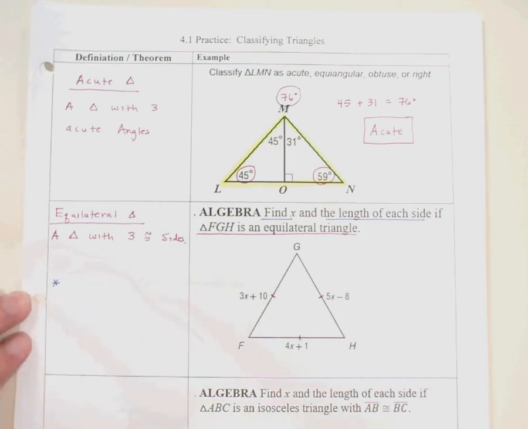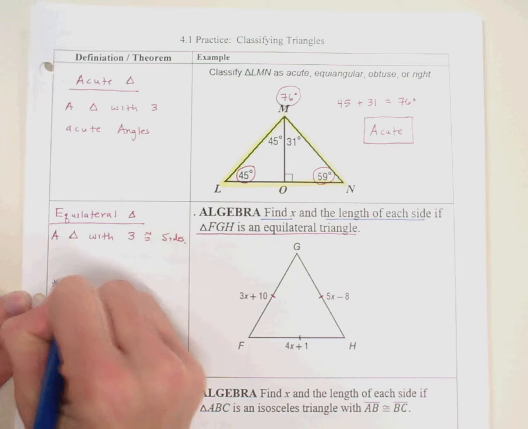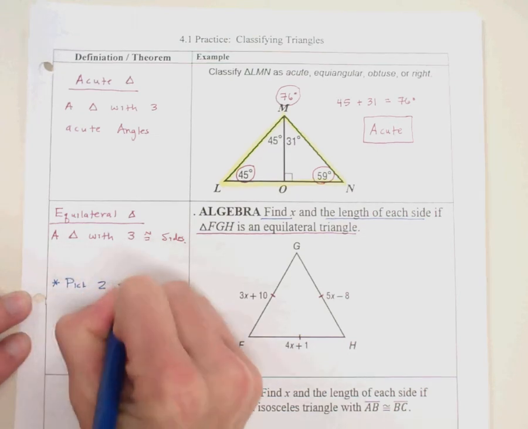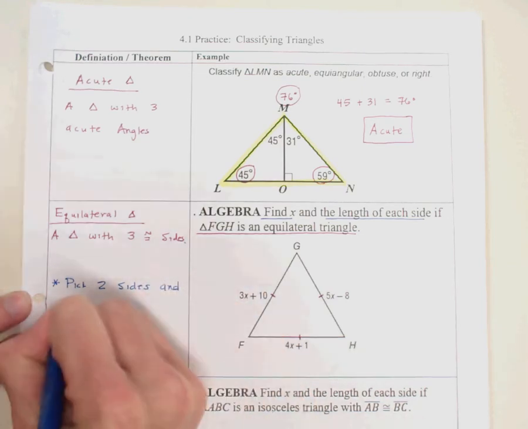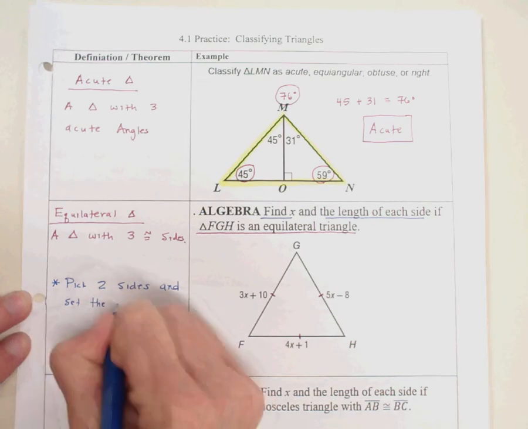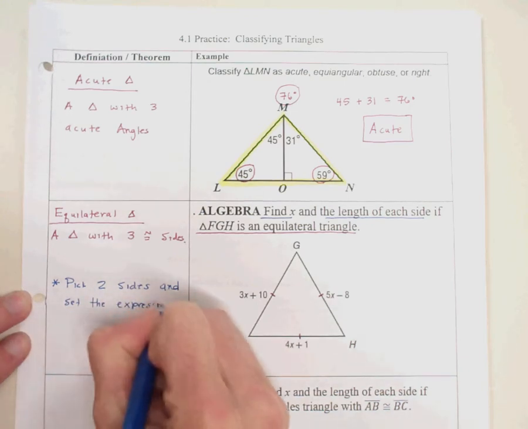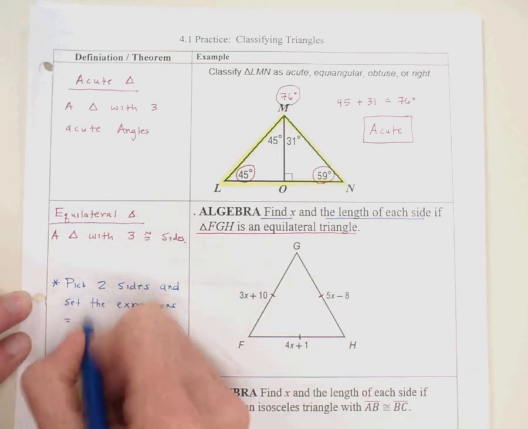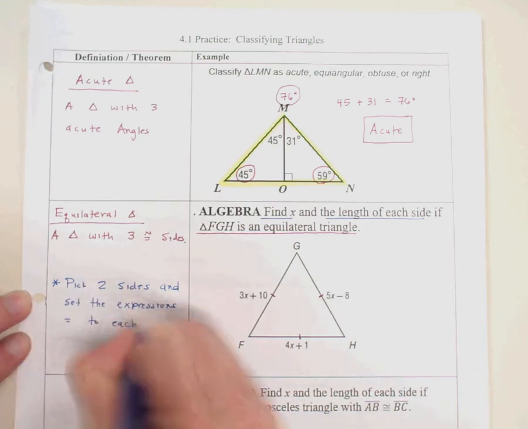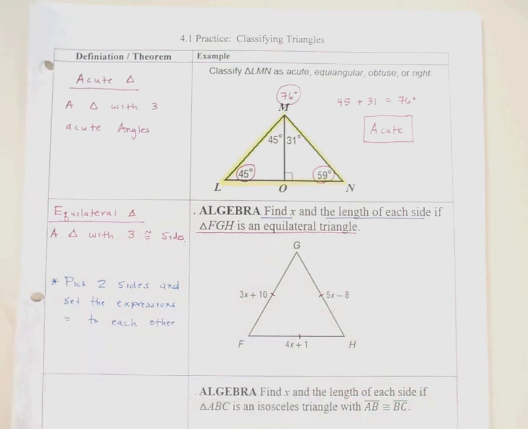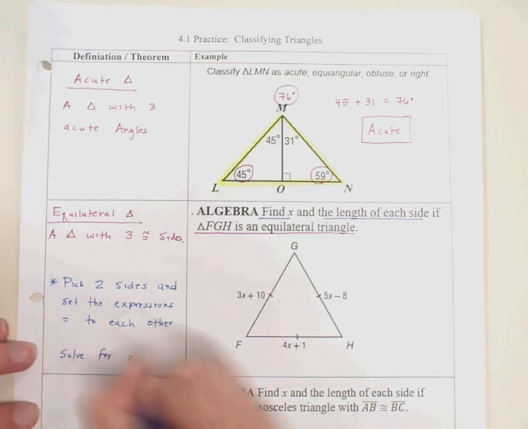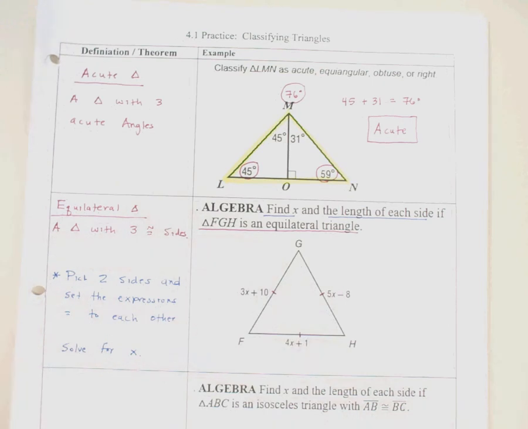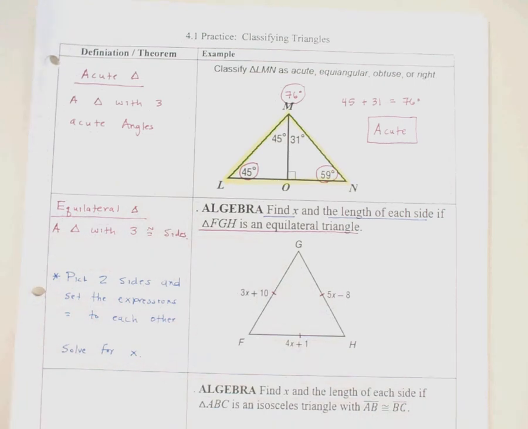So I'm going to write that off to the side. I'm going to pick two sides and set the expressions equal to each other. After I pick two sides and set the expressions equal to each other, I will solve for x. It does not matter which two sides I pick because the three of them are all congruent.